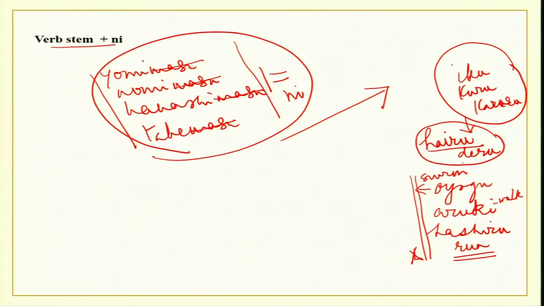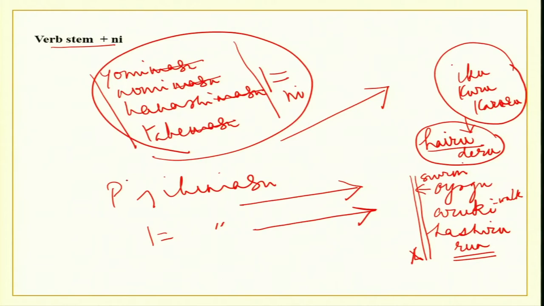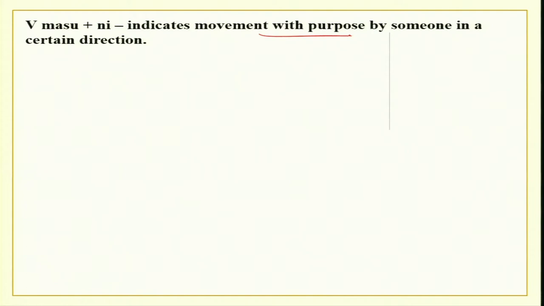Now you have also done watashi wa place e ikimasu. So this is just going in this direction. But when you say place ni ikimasu, you go with a purpose. Now over here it is place, a noun. We are using it with verbs. Now see how it is done. As you can see, it indicates movement with purpose. So, verb masu plus ni and noun plus ni. Hanashimasu, hanashi ni ikimasu, or tabe ni ikimasu. Look at the examples now.